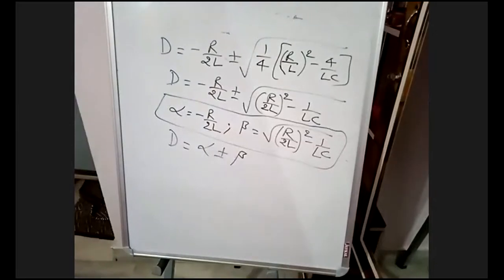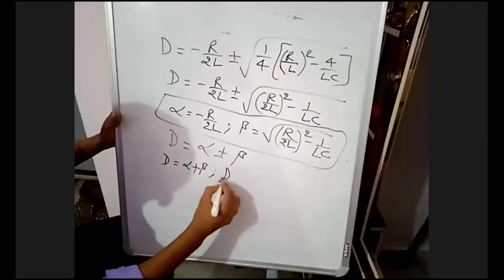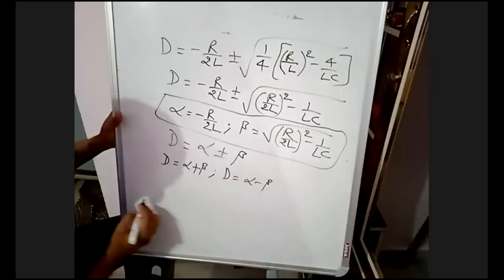Consider minus R by 2L as alpha. Square root of R by 2L whole square minus 1 by LC as beta. Now substitute in that. How many roots are we getting here? Two roots. One root is, see here, this is one root, this is another root.